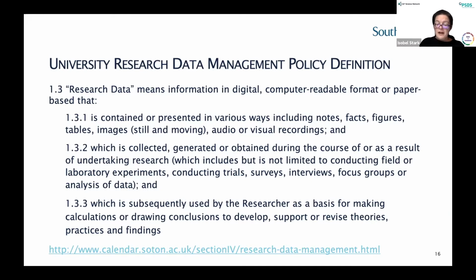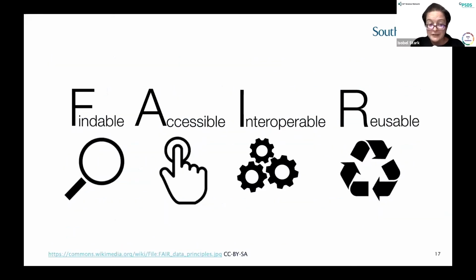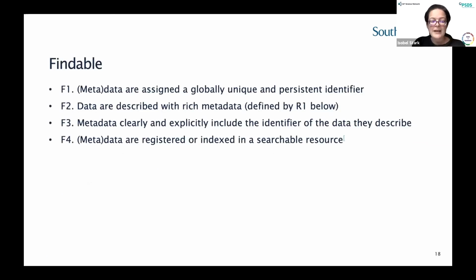So, FAIR principles for sharing research data. Stands for findable, accessible, interoperable, and reusable. And under each of these, and I'm just going to page through these quite quickly, there are a number of principles. It's usually that the data should be obvious as to this is the right data. So it should have persistent identifiers. It should be clearly described. It should be registered in an index that's searchable.